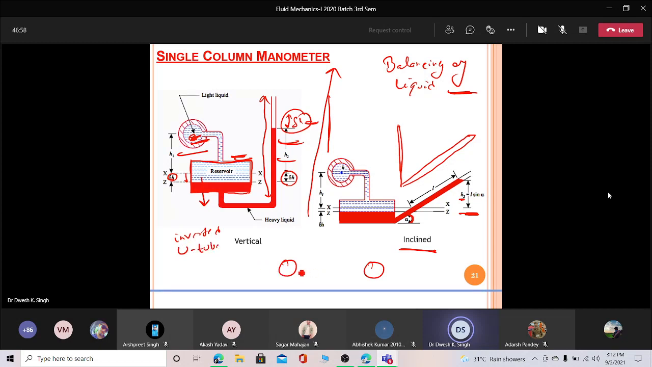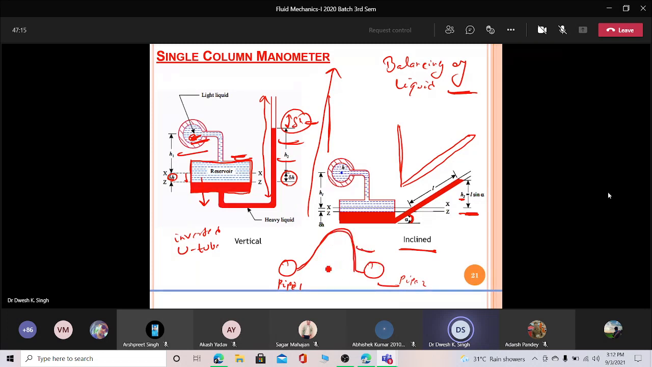This is the inverted differential manometer, and it is connected like this between the two pipes. These are the two pipes, pipe 1 and pipe 2. Look here, this is inverted, so this is called inverted.